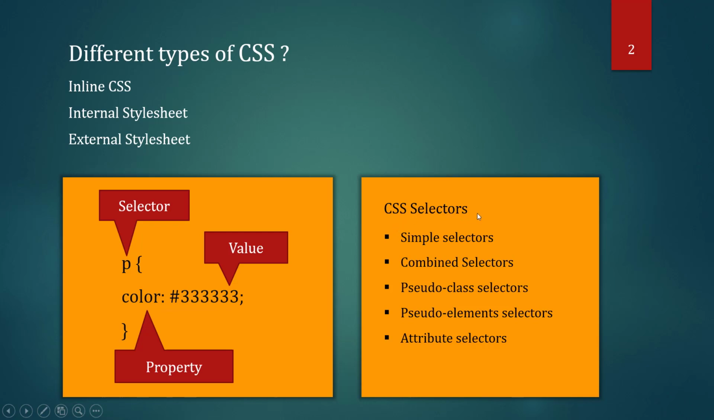Here are different types of selectors. This is a selector, here is a P. There are different types of selectors: first of all simple selectors, combined selectors, pseudo-class selectors, pseudo-element selectors and attribute selectors. You will see all of these in a few minutes. Let's see all these things in direct action.